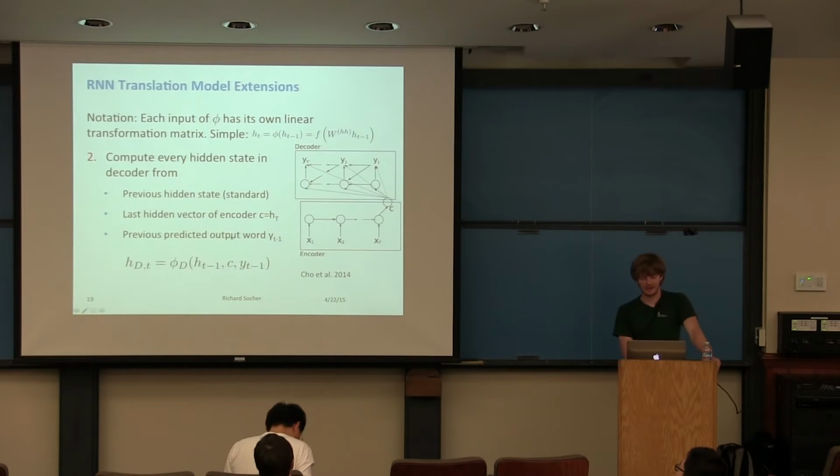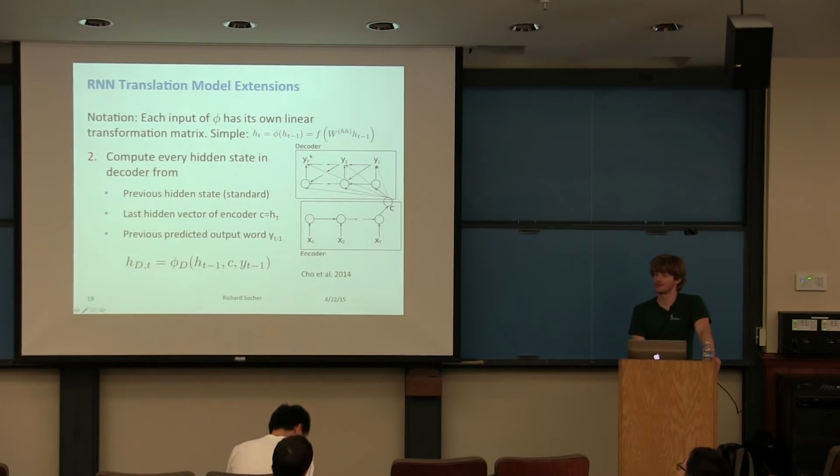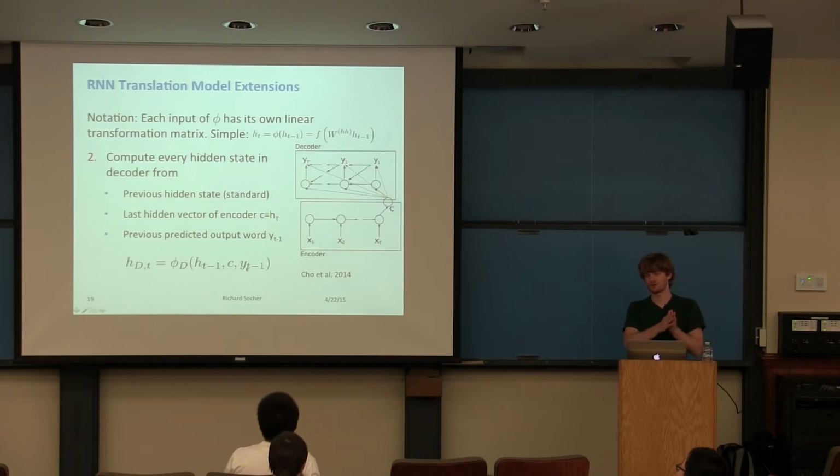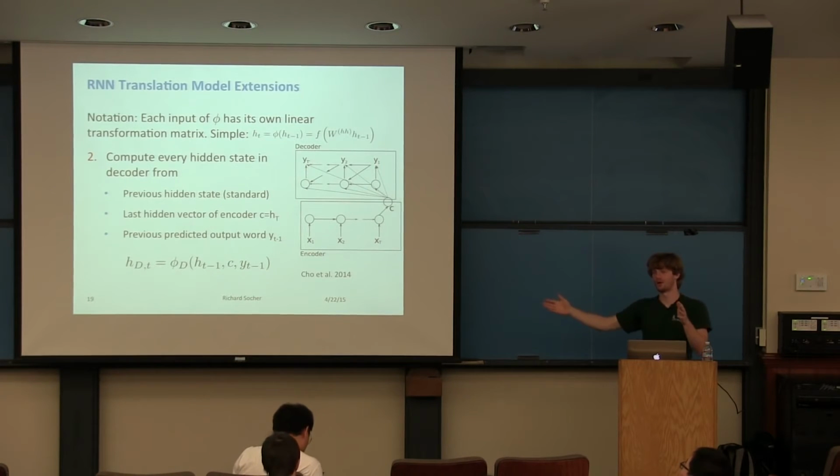And the other one, and this one is very interesting, is we will also make it dependent on the previous predicted output word y_{t-1}. So here we'll have a 1-of-k encoding. It's a very large matrix, the size of our vocabulary, and basically we can modify our decoder hidden state at each time step t based on which word we just predicted, and that will allow the model to not translate the same word over and over again, right? It'll tell the model that it's already translated that word, and it can move on to a different word.